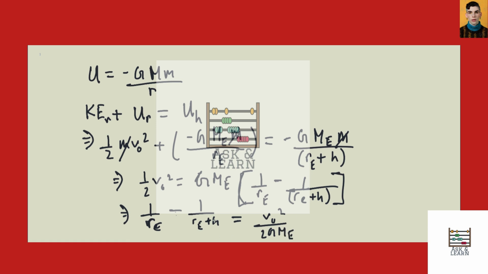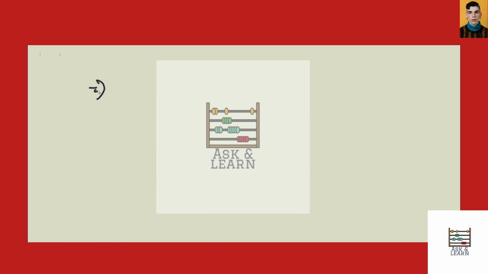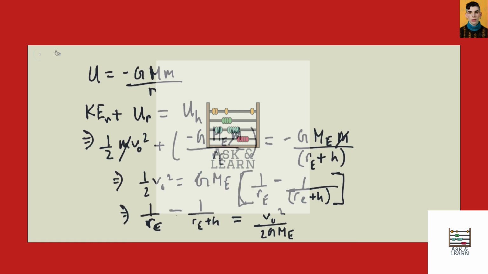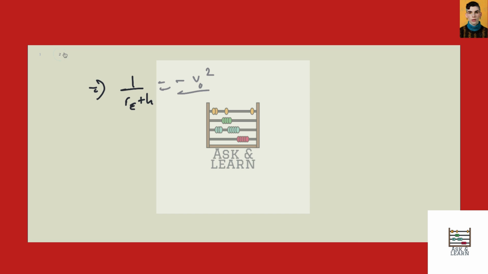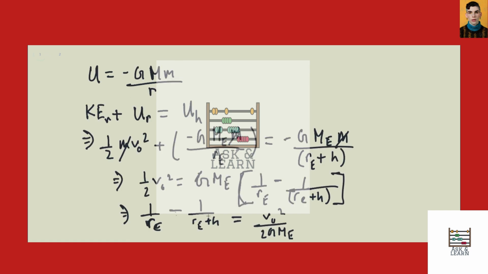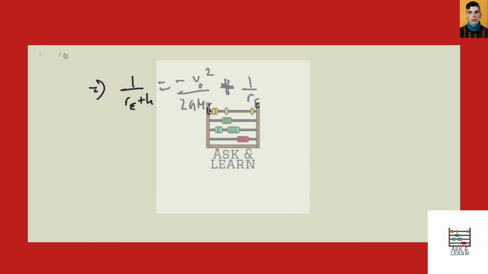Okay, and then you have 1 over r e plus h equals that term, negative v naught squared over 2 G M e plus 1 over r e. The reason this term becomes negative is that we're just pulling 1 over r e plus h to the right hand side, and v naught squared over 2 G M e to the left hand side, with the 1 over r e term.